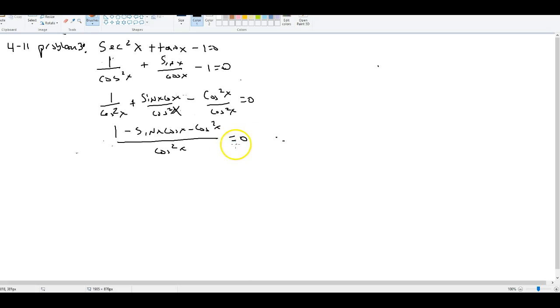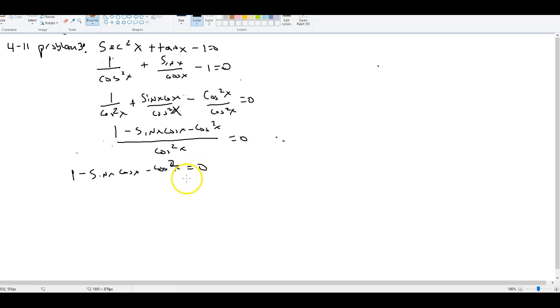Now I have a couple options here. One of the options is to look at it and go, well, I don't want that cosine squared on the bottom, so multiply both sides by cosine squared. The other one would be to attempt to get rid of that cosine squared that's sitting here. But I'm going to multiply both sides by cosine squared because I think it's what most of you would do. And so I get 1 plus sine x cosine x minus cosine squared x equals 0.